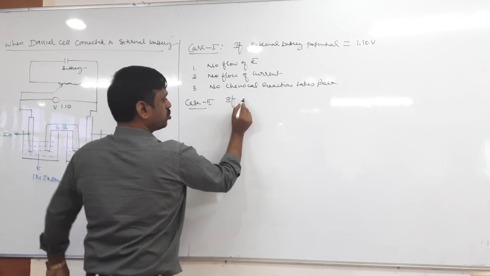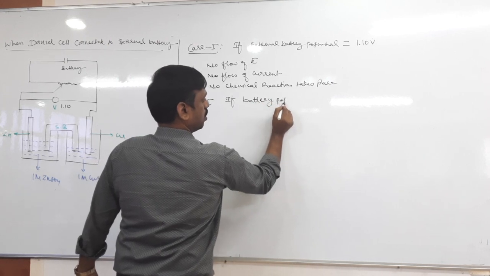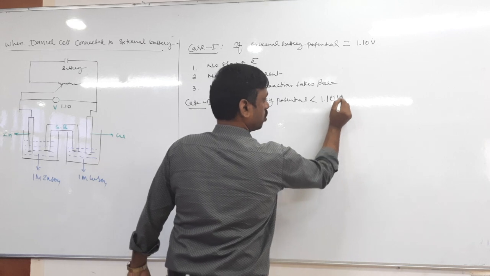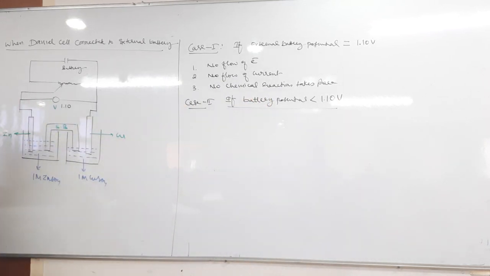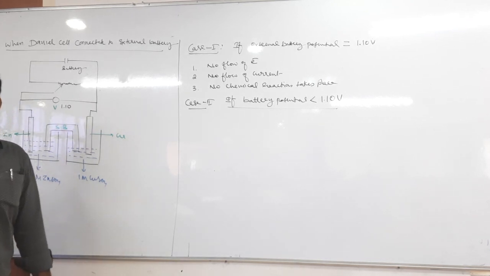If battery potential is less than 1.10 volt. Okay, in the second case, the battery is connected, but now the battery potential is less. Less compared to what? Compared to the Daniell cell. When the battery potential is less than the Daniell cell, the reaction takes place as usual.